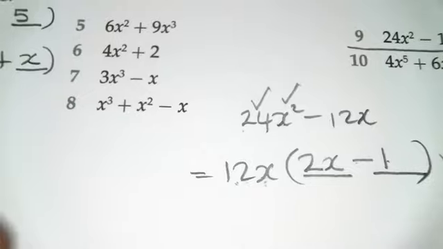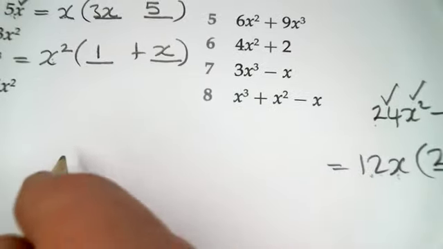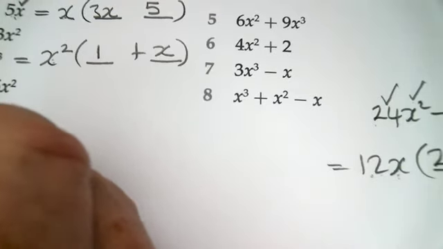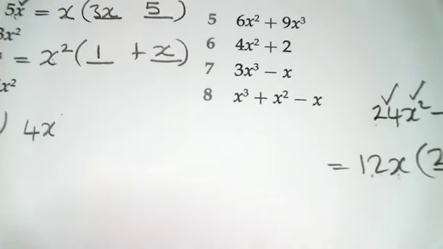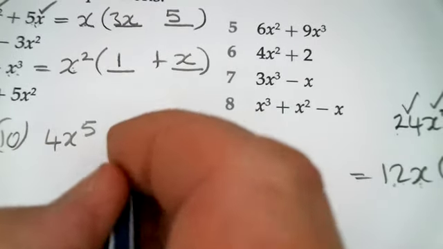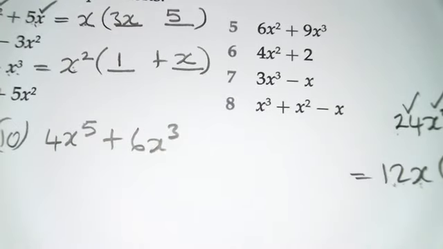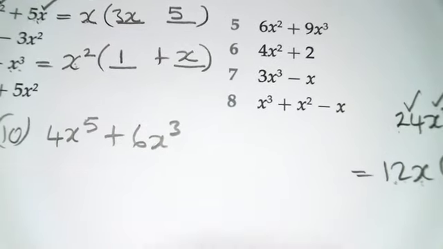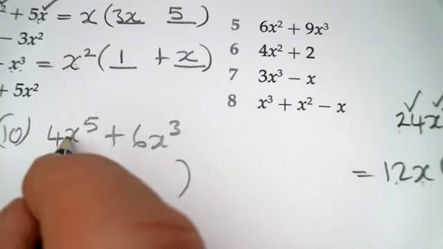All right, number 10. I'm going to write number 10 out again. I'll do it over here because we're going to need a bit more room. I've got 4x to the 5 plus 6x to the 3. What is common to them both? Well, 2 is common. And I've also got an x that's common.